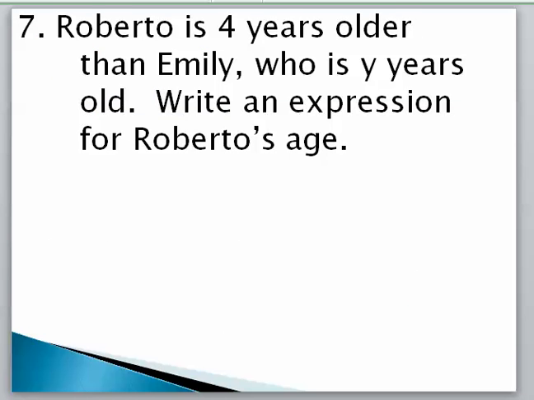The next statement I have is Roberto is 4 years older than Emily, who is y years old. Write an expression for Roberto's age. So Roberto is 4 years older than Emily. We could just come up with a random problem for this. We could say Emily is 5. Well, that makes Roberto 9. Maybe Emily is 10. That means Roberto would be 14. So what you're really doing is you're taking Emily's age, and you're adding 4. So we'll just make up a variable for us. We'll just call her E. E plus 4, that would be the expression for Roberto's age.